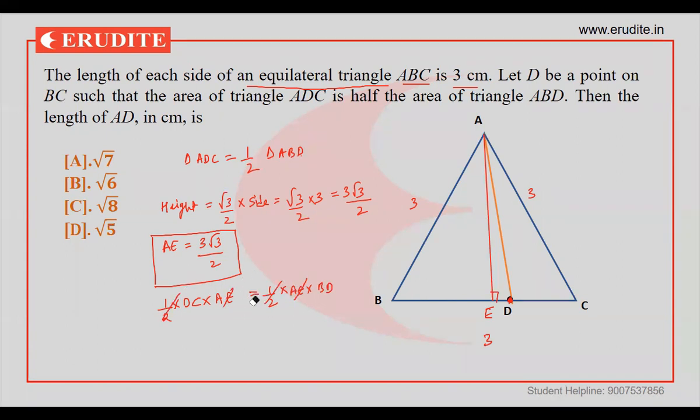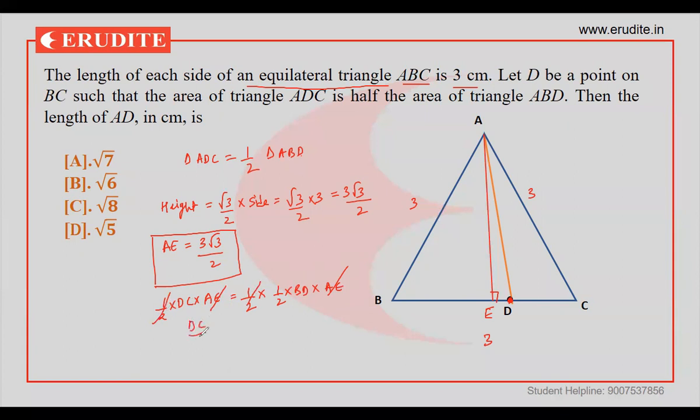One second, let me write it again. Area of the triangle, it's not equal. Yeah, it's half is given, right? So area of the triangle ADC is half, base is how much? DC, and height is AE equal to half. Area of the triangle ABD is half, base is BD, and height is AE. This and this gone, this and this gone.